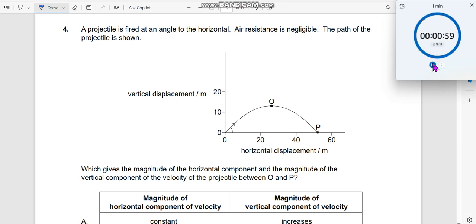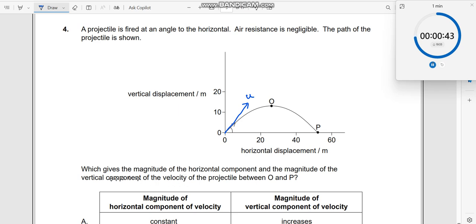Question number 4. A projectile is fired at an angle to the horizontal. It's fired like this, with initial velocity u. Vertical displacement versus horizontal displacement is given, y versus x. Normal projectile motion. Here air resistance is negligible. The path of the projectile is shown.